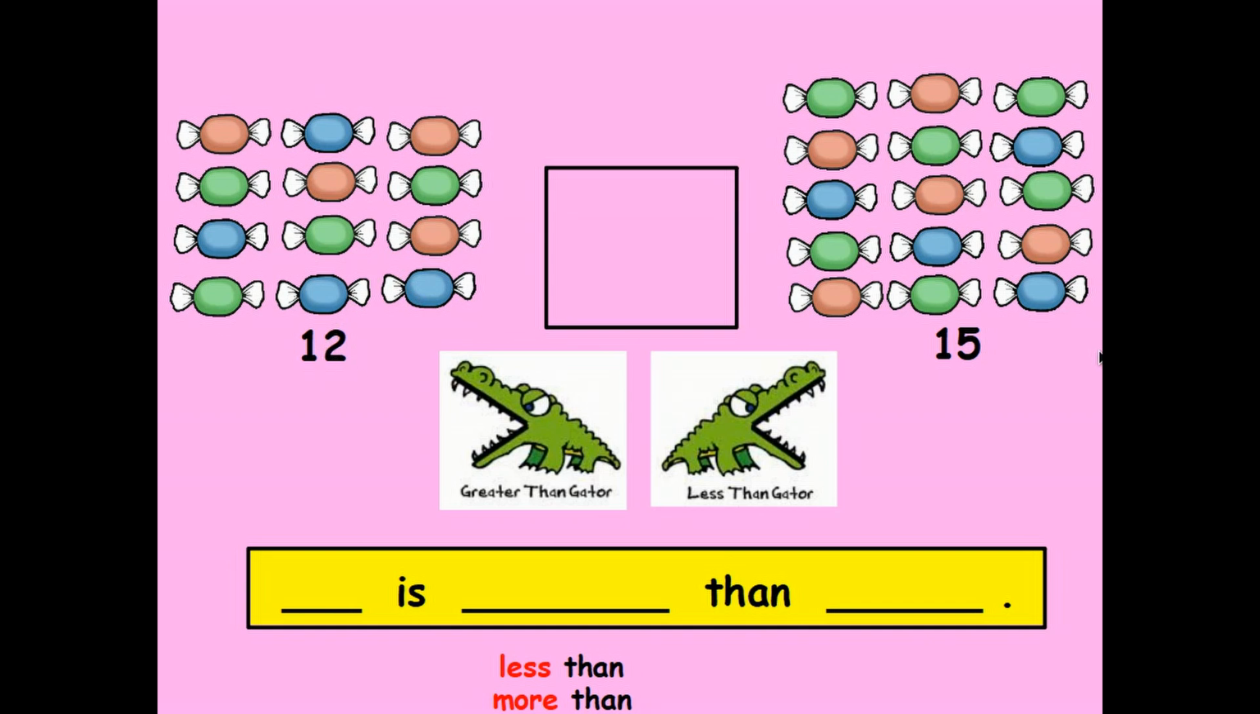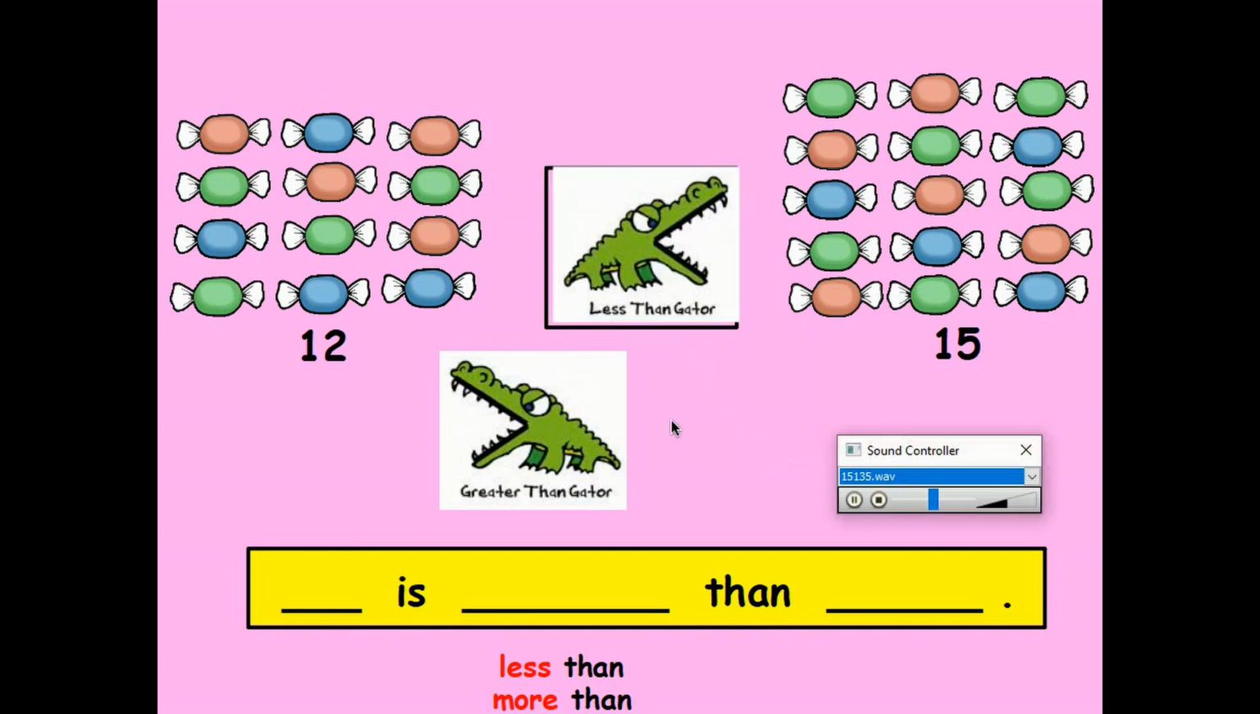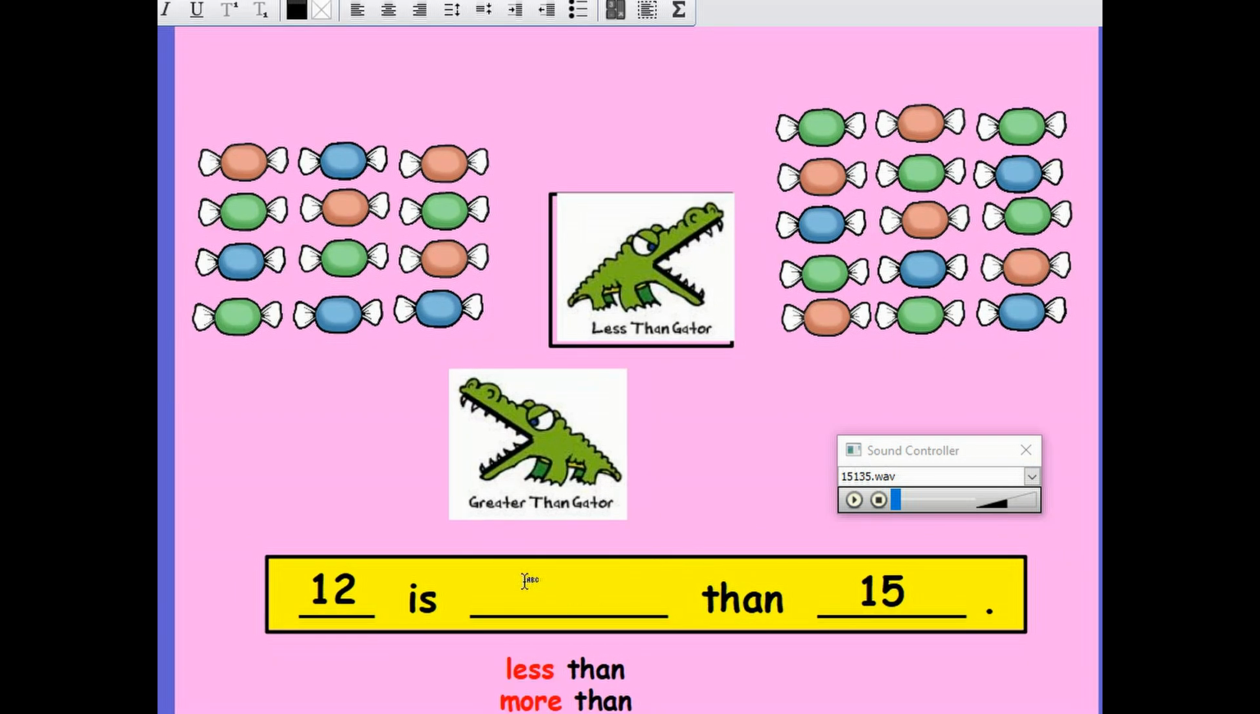Next, here you have 12. Is it less or greater? Which one is it? Good. If you say less, that is correct. Excellent. Again, here 12 is what? 12 is less. You write here less. So the right answer is less.